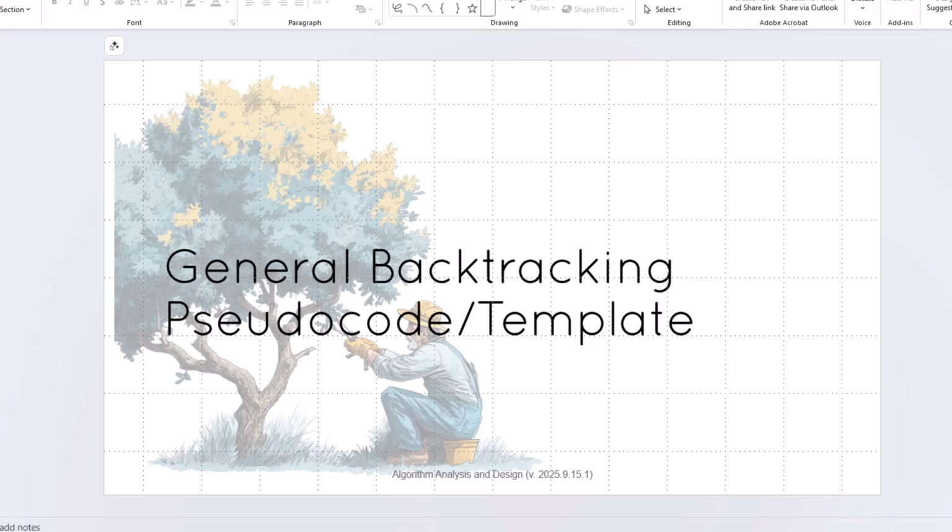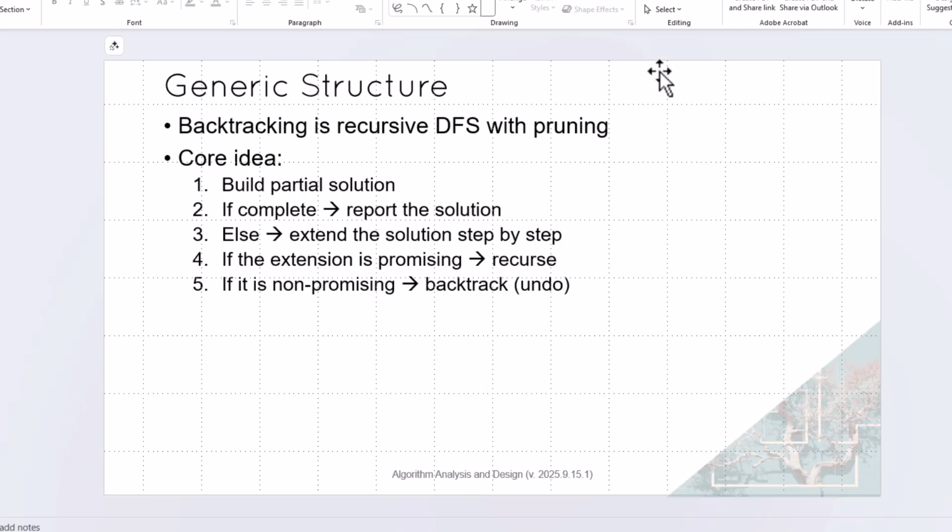So what does general backtracking pseudocode or a template look like for this type of solution? Well, backtracking is recursive, depth first search with pruning. Remember, recursive, depth first search with pruning. That's backtracking. The core idea is we build a partial solution. If it's complete, then we report that solution. Otherwise, we extend the solution one step at a time. If the extension is promising, we recurse. If it's non-promising, we backtrack, or undo what we just did.